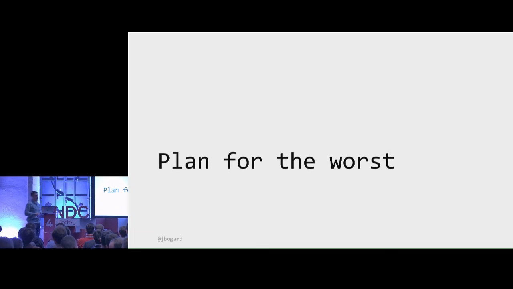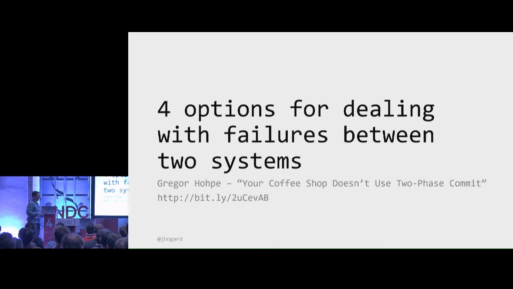And the classic paper on this is from Gregor Hohpe. I think that's how you pronounce it. His original paper was "Starbucks Doesn't Use Two-Phase Commit." I think Starbucks noticed that and said, please don't use our name in this weird paper. And so now it's "Your Coffee Shop Doesn't Use Two-Phase Commit."